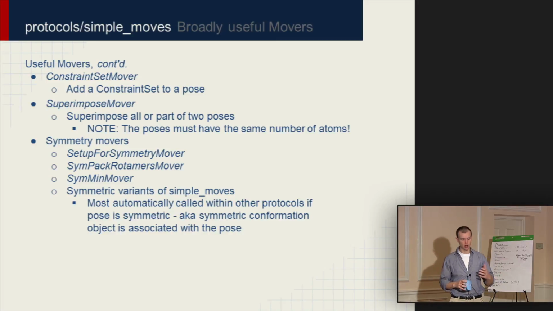Okay, then there are quite a few movers in here. I'll highlight two. There's a sym pack rotamers mover that calls a symmetric version of pack rotamers and does some things to ensure that the packer task is correctly set up for symmetry. Similarly, there are special things that you have to do to a move map before minimization can begin on a symmetric pose, and the sym min mover handles that.